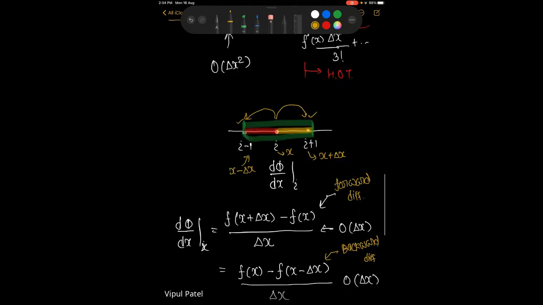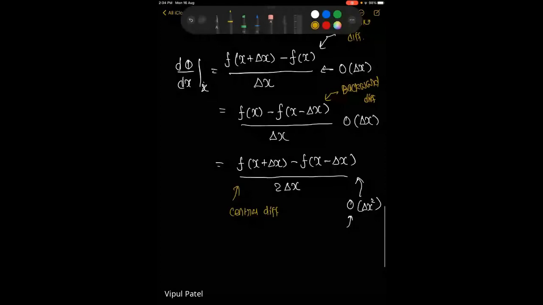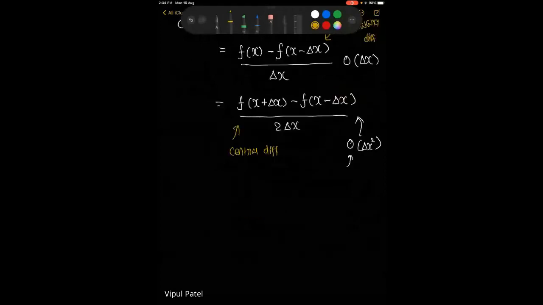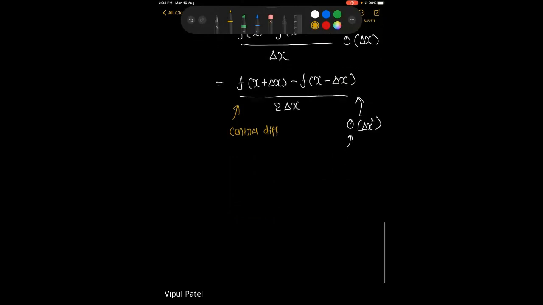Okay, now is there any other way to get a more order-accurate expression? That is the main question. Can we have a formulation with order of accuracy of delta x cube or delta x to the power 4? Can we derive this expression? This is the first question, since what we have written is for d phi by dx.